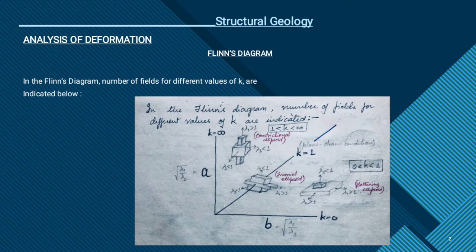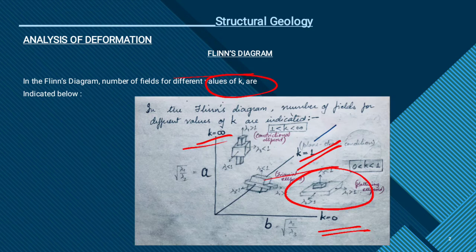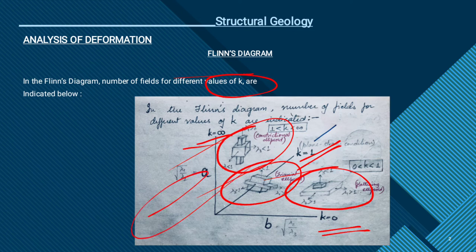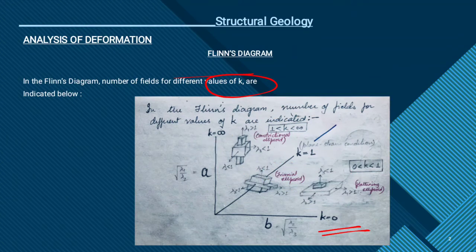In the Flinn diagram, there are a number of fields of different values of K. Here K equal to 0, K equal to 1, K equal to infinity. When K equal to 0, then we have got the flattening deformation. When K equal to 1, we get the triaxial, and K equal to infinity, we get the constrictional. Remember that when K equal to 0, we will get flattening deformation or flattening ellipsoid.